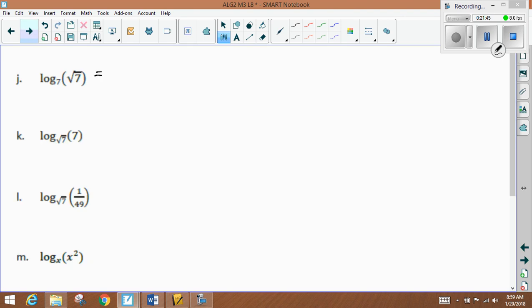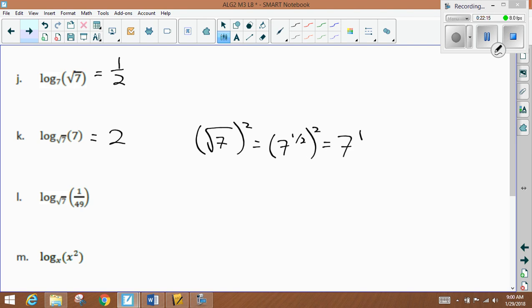7 to what power is the square root of 7? 1/2. 1/2, right? Okay. The square root of 7 to what power is 7? 2. Right? Why? Because let's write that. Square root of 7 squared is equal to 7 to the 1/2 squared, which is 7.